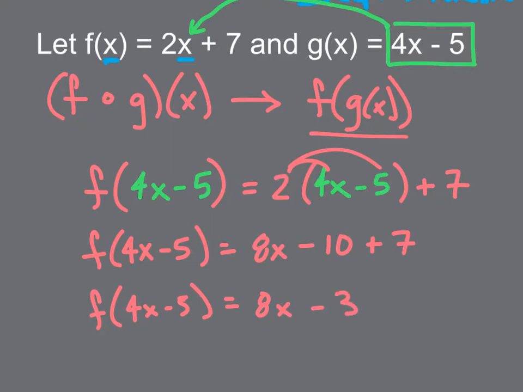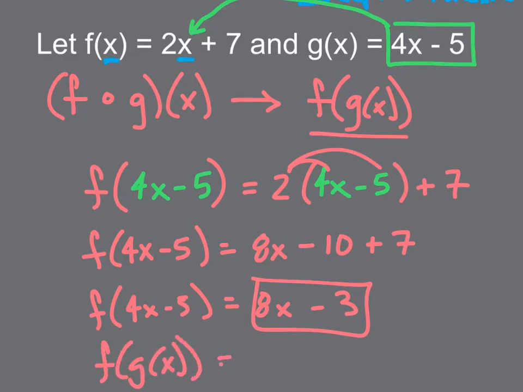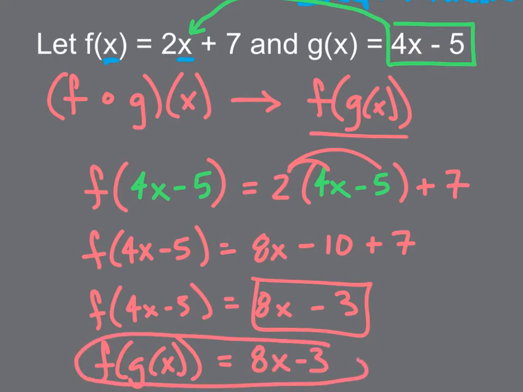Okay, and so, because I have put in 4x minus 5, here's our answer, all right, but we can also come in and say f of g of x is equal to 8x minus 3. All right, so a composite function will give us a new function, okay? Let's look at another example.